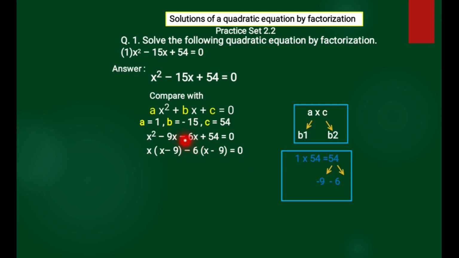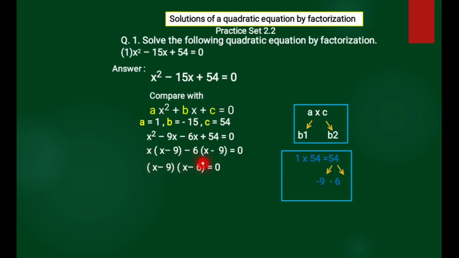When we take minus 6 common, the remaining term is x, so we take its sign plus, because plus minus is minus. Here plus 54, when we take minus 6 common, we have to change its sign, because minus minus is plus. So if we get the term x minus 9 in the last two terms also, while taking the common we have to take the factor x minus 9 there. So x minus 9 again we take common, and the remaining terms are x and minus 6.